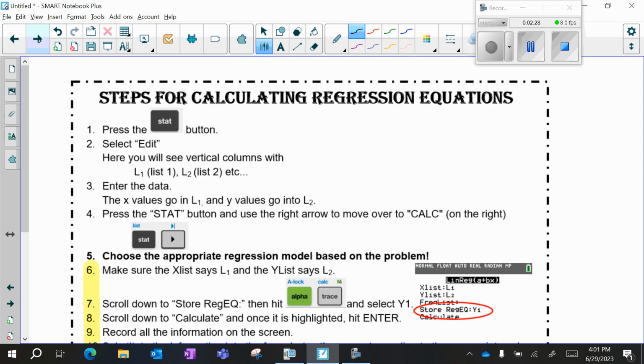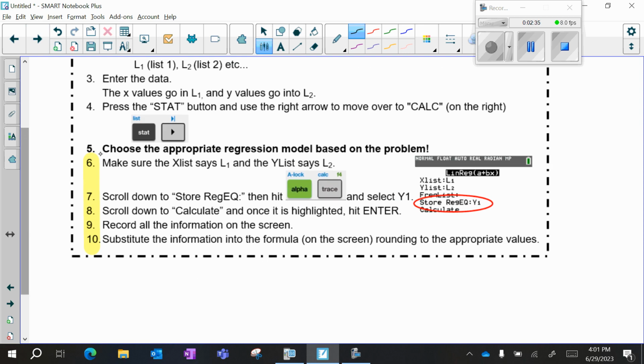So the steps for calculating a regression equation are in your notes. Everything is going to be the same that you're used to. Step 5 is going to be to choose your appropriate regression model. So if we're choosing exponential, it would be 0. If we're choosing quadratic, it would be 5. And remember now, linear would be 8. What's going to be new for some of you is going to be these last few steps here, which is going to be storing our equation in Y1. So I'm going to show you how to do that as we go through the example.